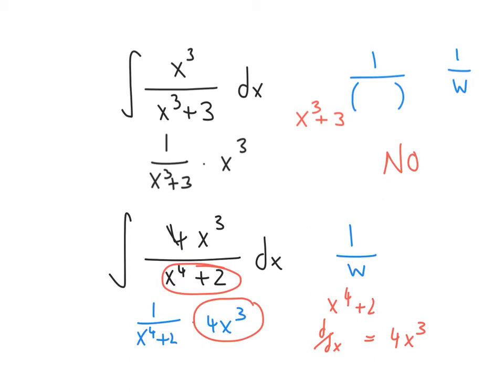And now all you would have to do, since you've already figured out the inner function, is find the antiderivative of the outer function, 1 over w, and plug back in the inner function. Well, let's do some more examples.